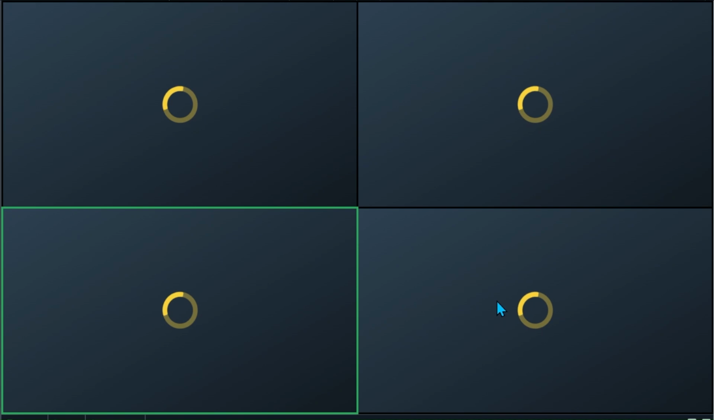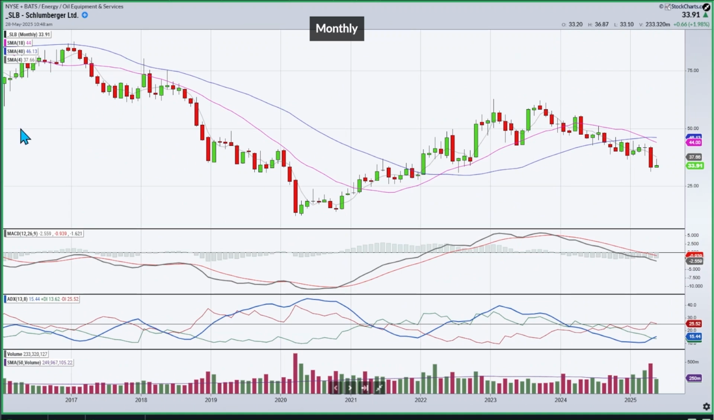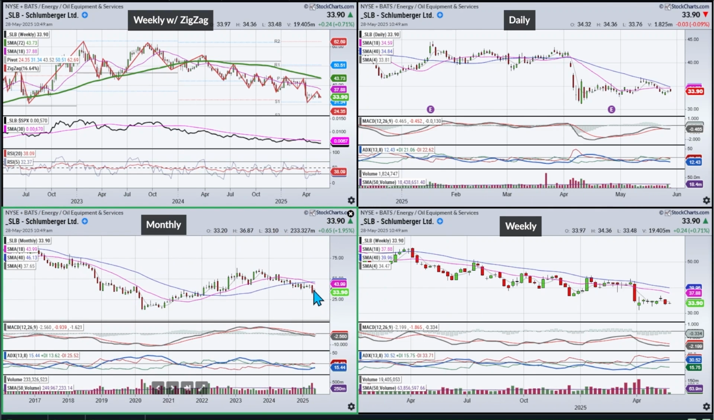Okay, let's look at SLB. So this is what I'm talking about with the energy area. You see how we're getting this declining trend below. See the trend line and the 18 are the same? This is what I was talking about before. So the 18 does a really good job of defining the trend. Until that line is broken, I don't think we see any longer term improvement.